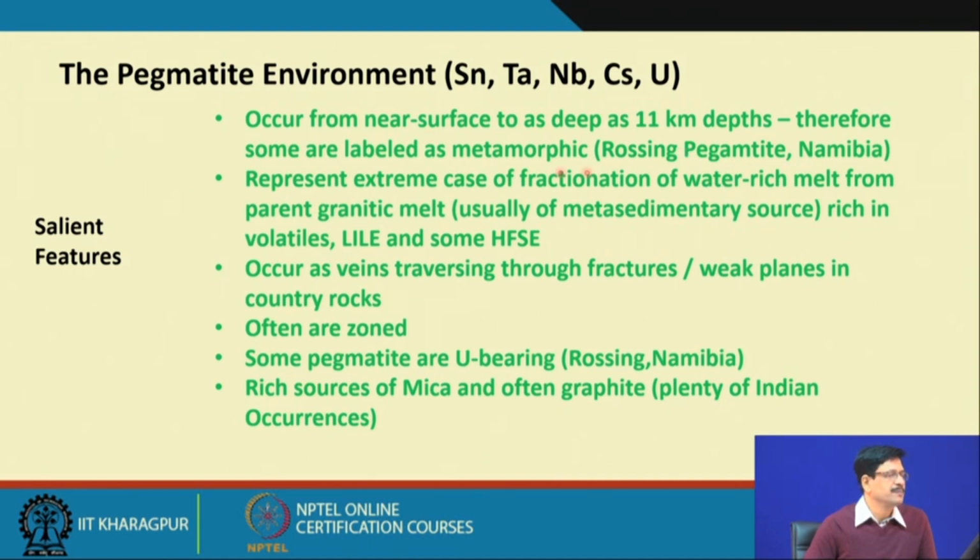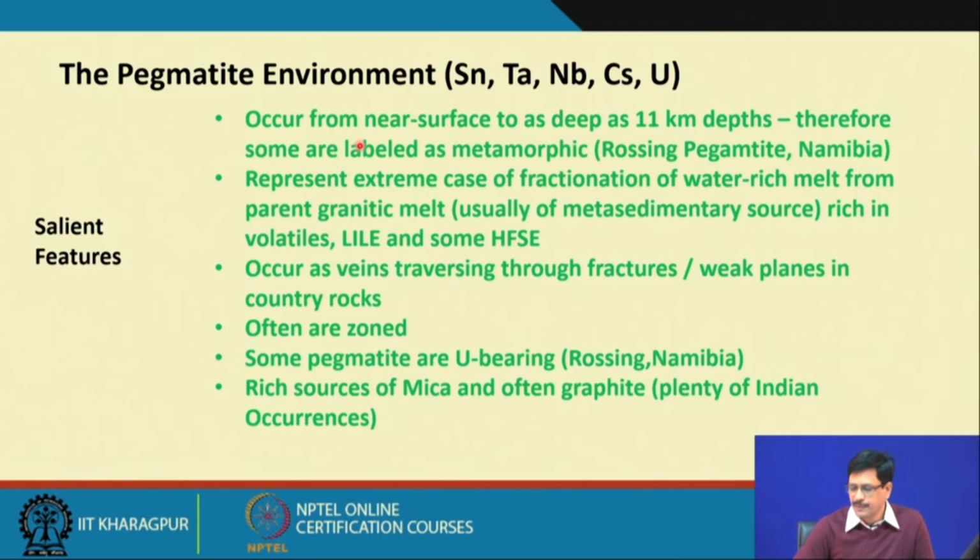Therefore, some kind of a classification scheme is also followed for the different depth ranges, but essentially pegmatites can be described as representing the extreme situation of a fluid saturated felsic magma that evolves in such a way that the last stage, the residual melt, almost gets changed to a fluid like mass, and they get separated out of the parent crystallizing granitic pluton and form veins.